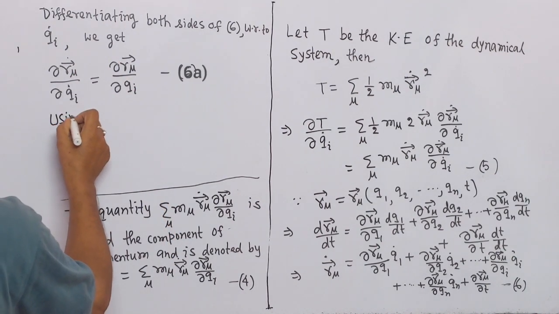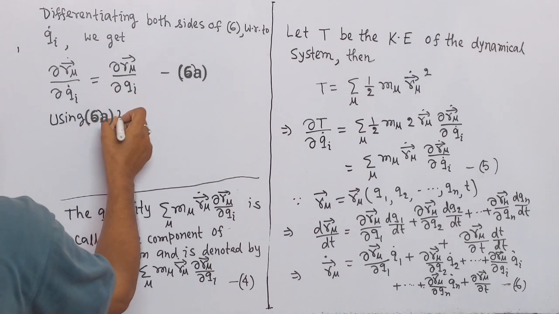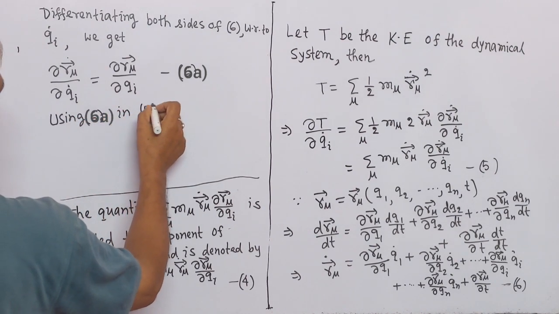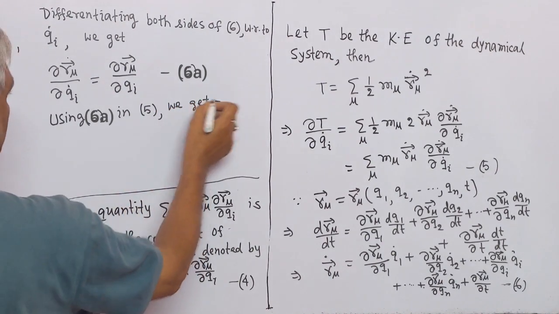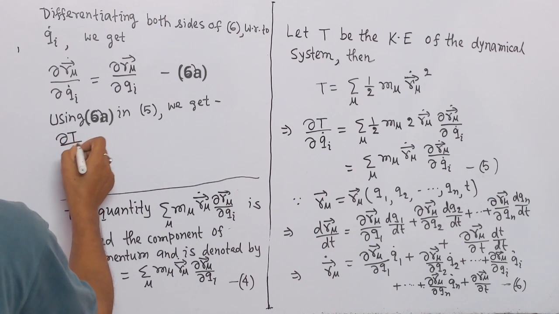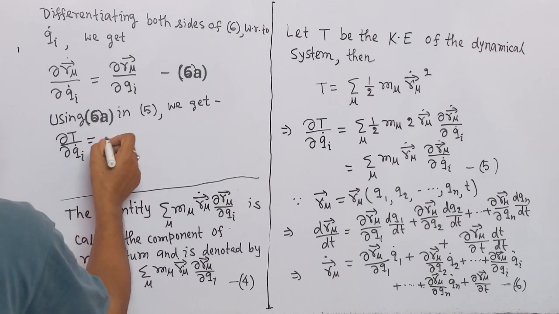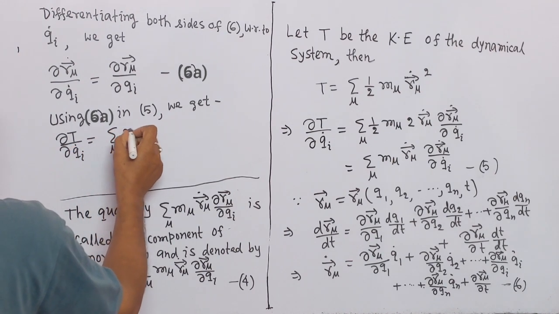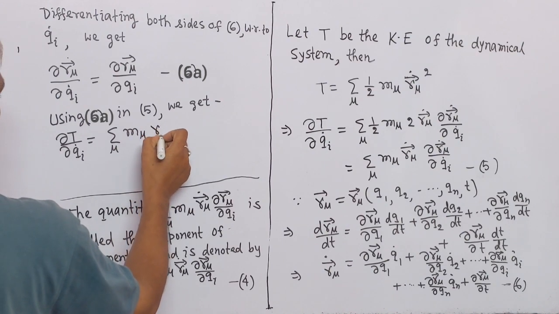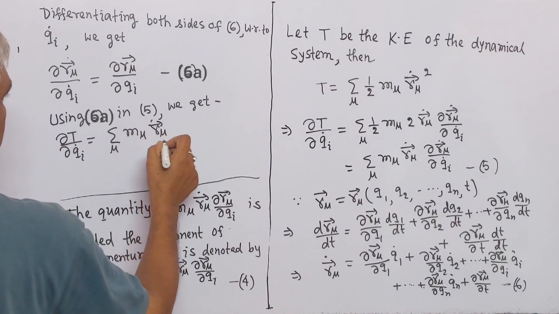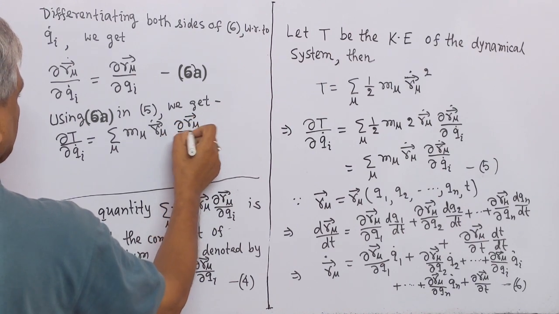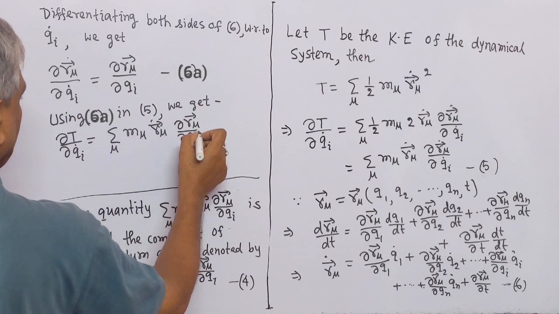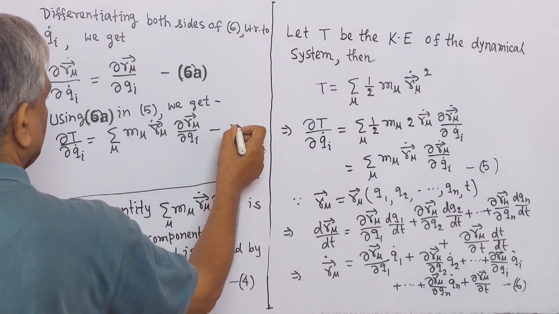Using 6 in 5, we get partial derivative of T with respect to qi dot equal to sigma mu a mu r mu dot, and this is partial derivative of r mu with respect to qi. This is number 7.